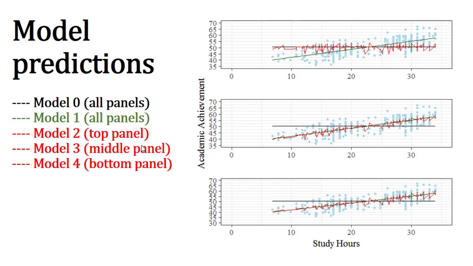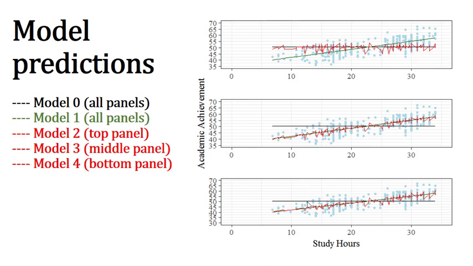Now the red lines or curves, better, more appropriately, they represent different models in each panel. So in the top panel, the red line represents model 2. In the middle panel, the red line represents model 3, and in the bottom panel, the red line curve represents model 4.